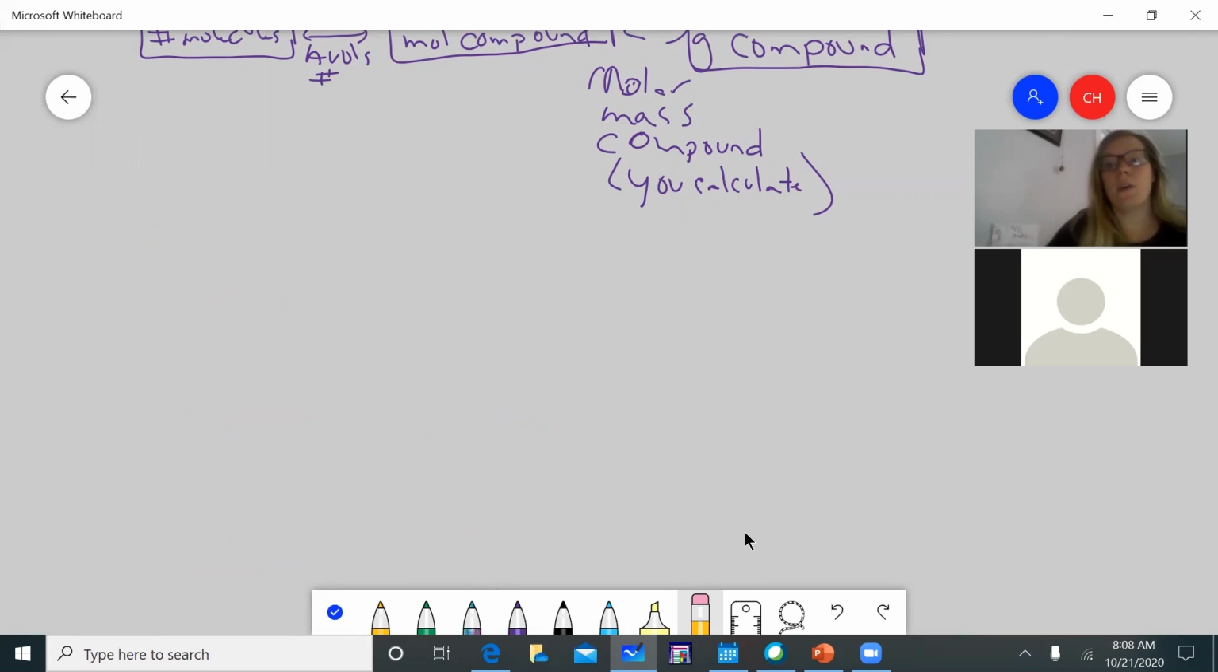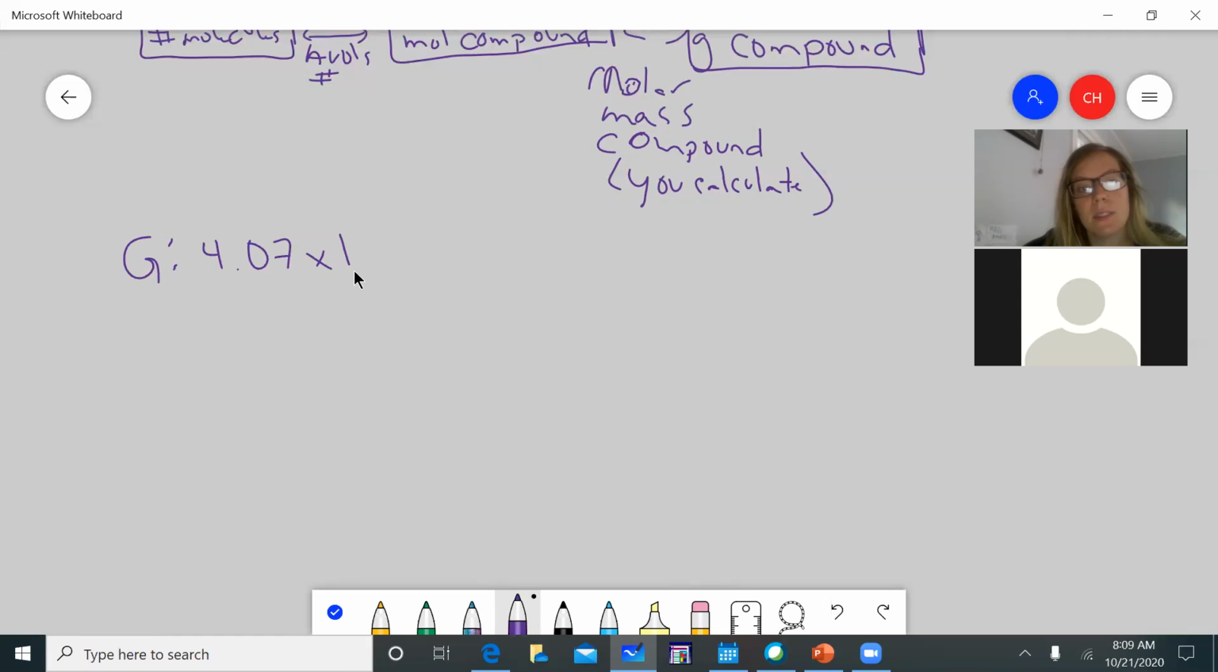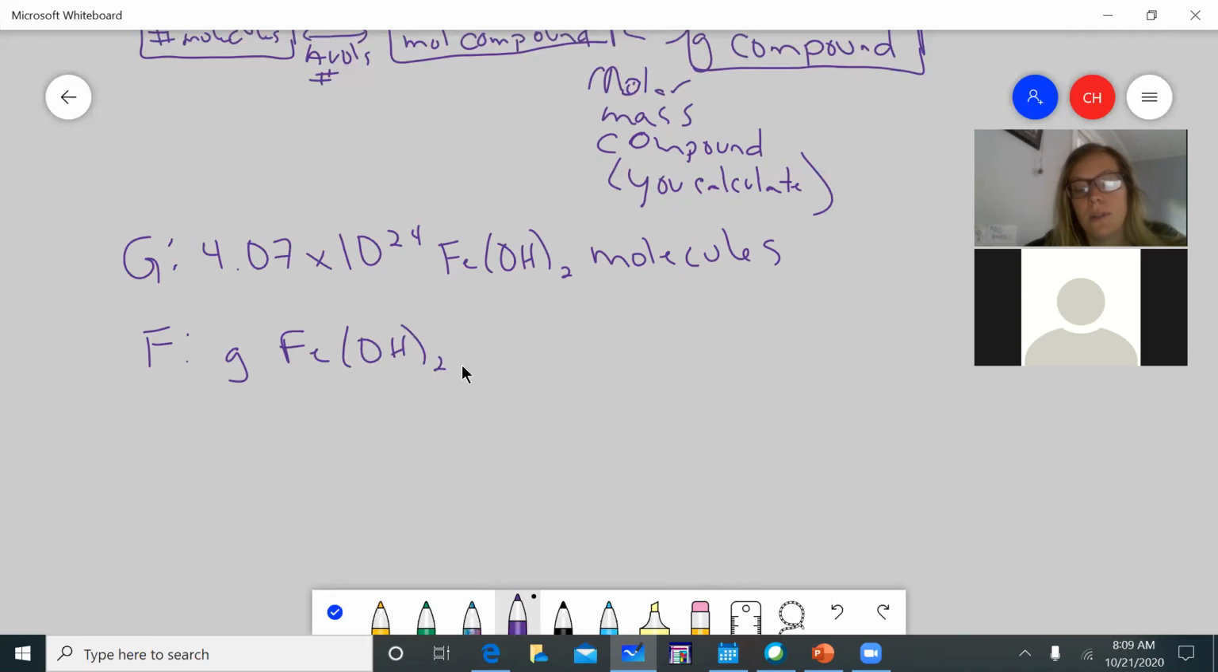Let's say that we're given the number of molecules of a material. So I'm going to give you that we have 4.07 times 10 to the 24th Fe(OH)2 molecules. I want you to find how many grams of Fe(OH)2 this is. So how much does this thing weigh in real life?